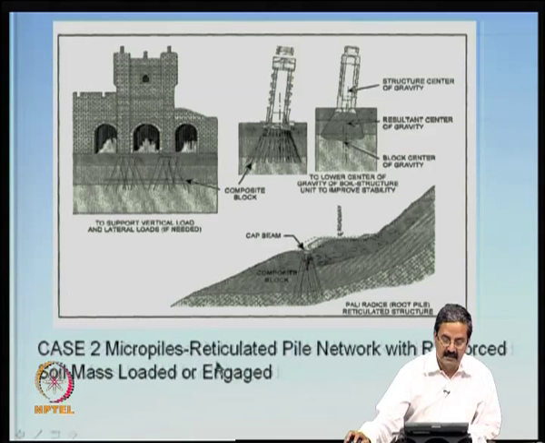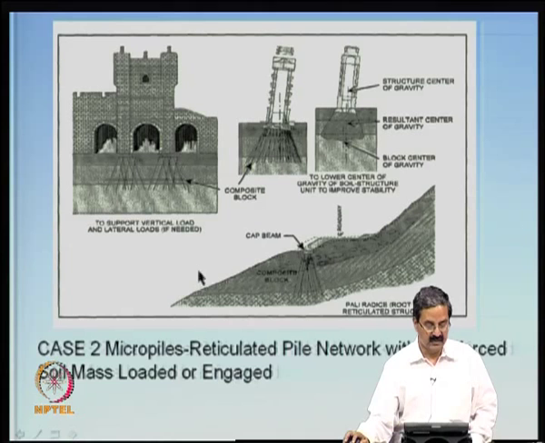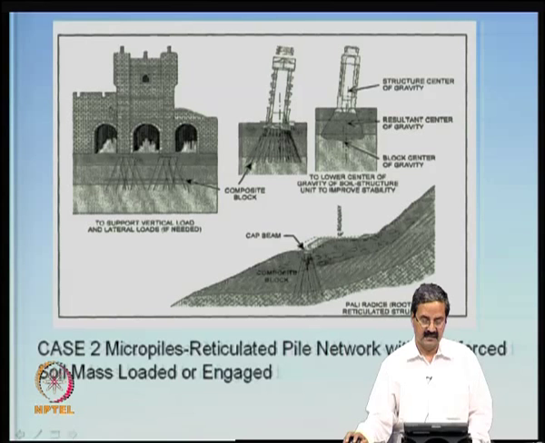Case 2 is another example of a reticulated pile network with a reinforced soil mass loaded or engaged. Essentially, imagine that this is a very old building where we find a lot of cracks, and then you calculate and find that these cracks are because of differential settlement. When you know that the cracks are because of differential settlement, you have to see that the strength of the soil in that place is increased, and you have to reinforce it. So you do that, and they are useful in this direction.